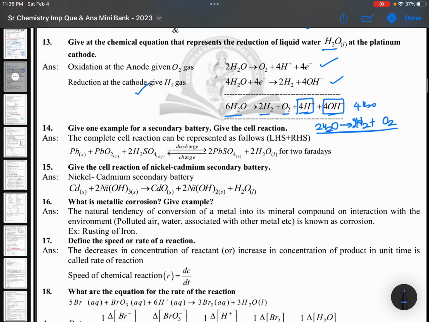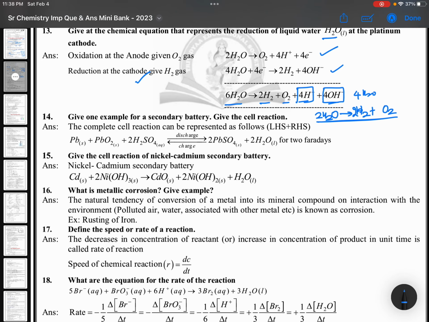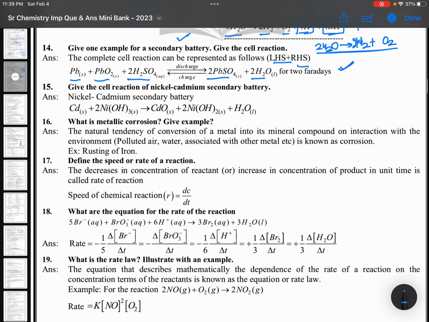Give one example for a secondary battery and give the cell reaction. The complete cell reaction can be represented as follows, that is LHS and RHS. He is asking about a secondary battery. Pb plus PbO2 plus H2SO4 gives rise to PbSO4 plus H2O, and here 2 Faradays are required. This is a very, very important reaction, the secondary battery. Nowadays you are getting this question in JEE Main also.